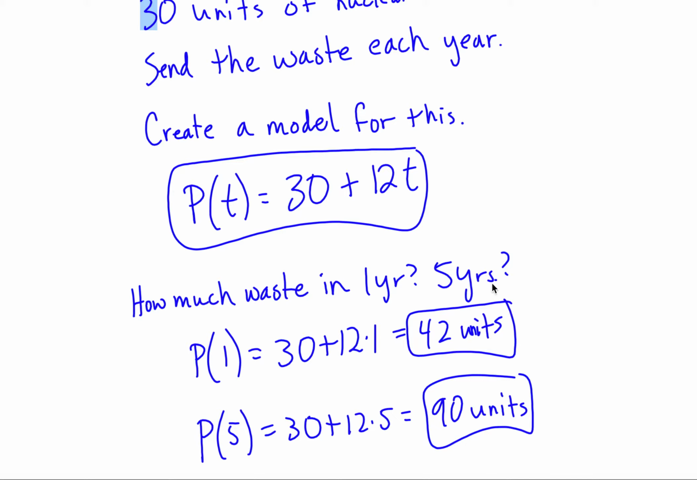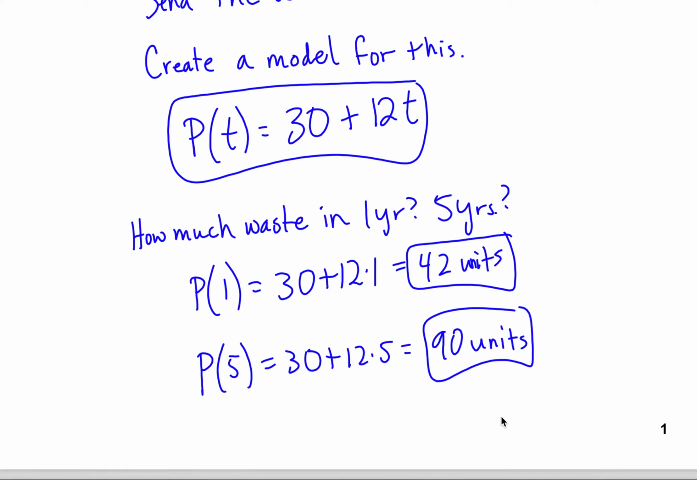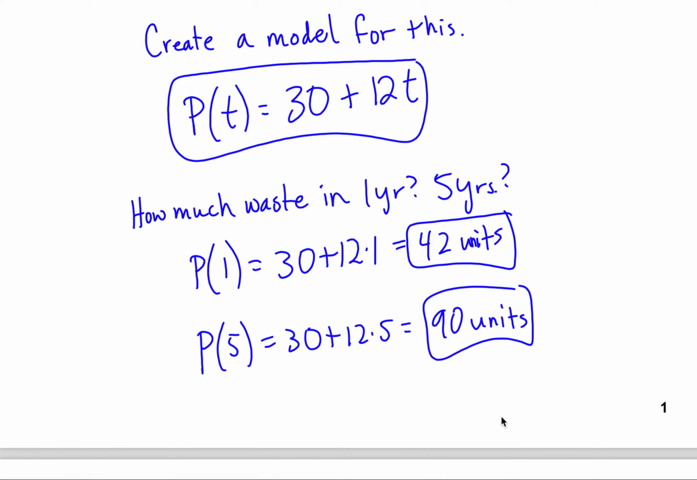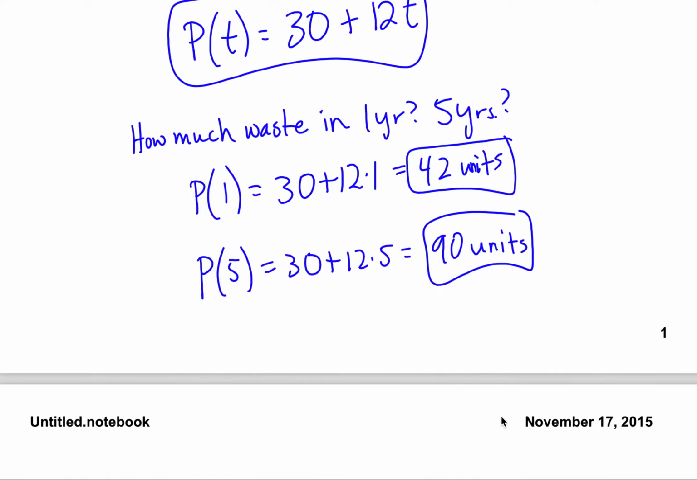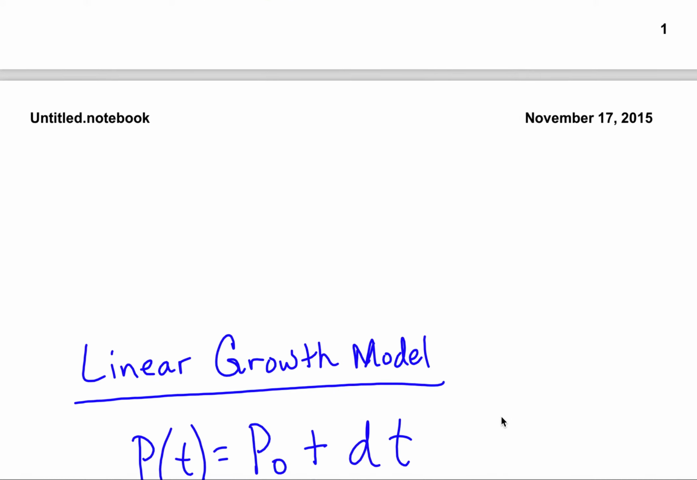Let's say you want to know how many in 5 years. You can put 5 in everywhere you see t, then multiply everything together and do the arithmetic, and you get that there are 90 units in there after 5 years. So this is an example of using that model, but now let's actually see what the model is.